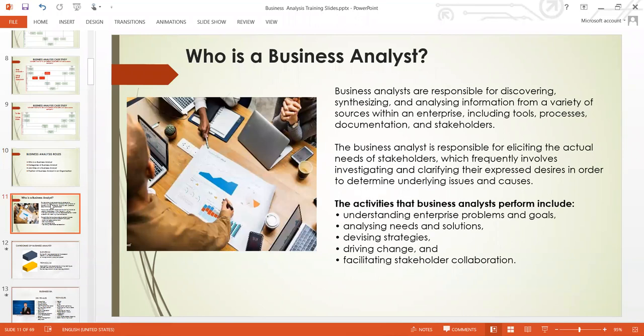Who is a business analyst? Business analysts are responsible for discovering, synthesizing, and analyzing information from a variety of sources within an enterprise, including tools, processes, documentation, and stakeholders. You see, the things I want you to understand here: responsible for discovering. You need to discover, that is requirement gathering. Discovering, synthesizing, and analyzing. These are what you do.